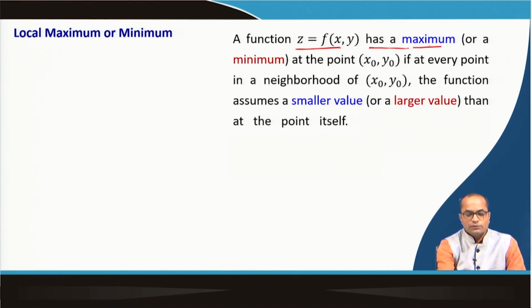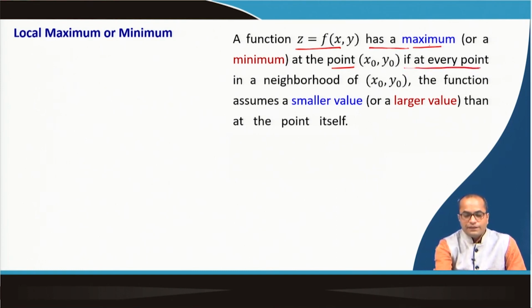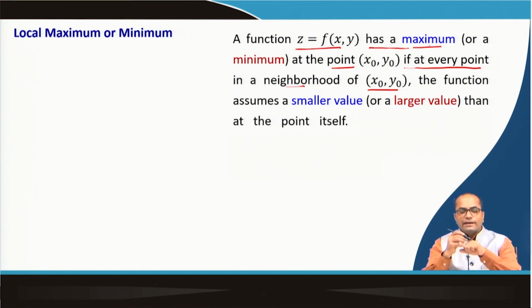A function z is equal to f x y has a maximum at the point x naught y naught if at every point in a neighborhood of this x naught y naught the function assumes a smaller value than at the point itself. So, if there is a point and in the neighborhood of this point the function assumes smaller values, then we call this a point of local maximum.